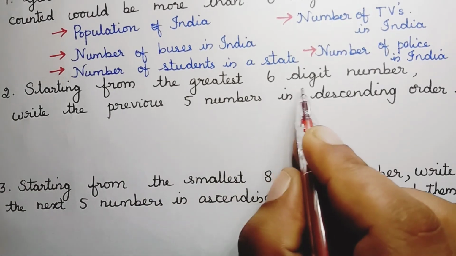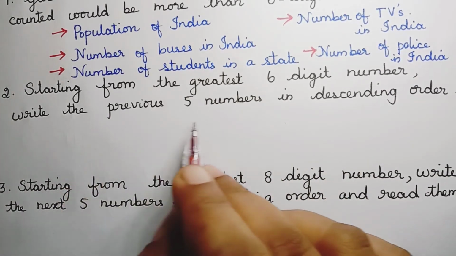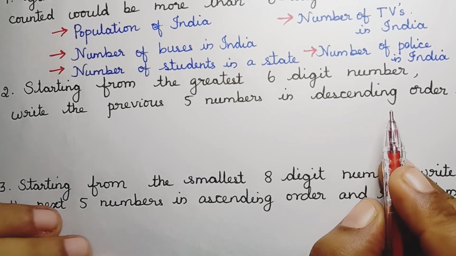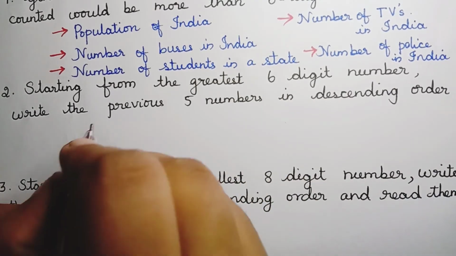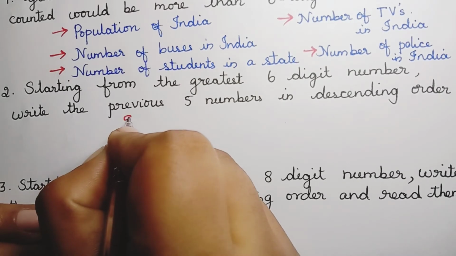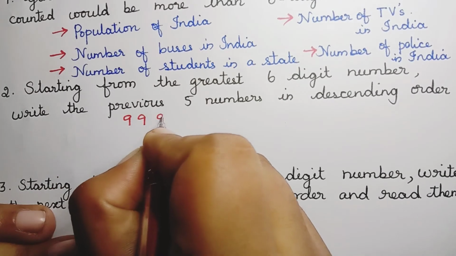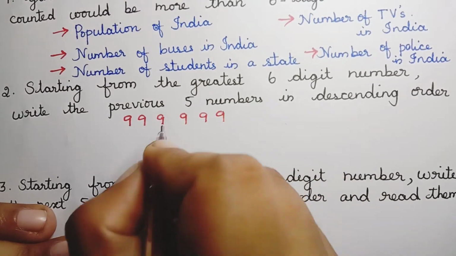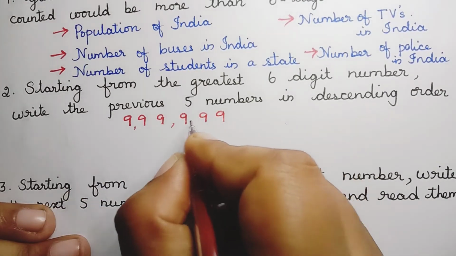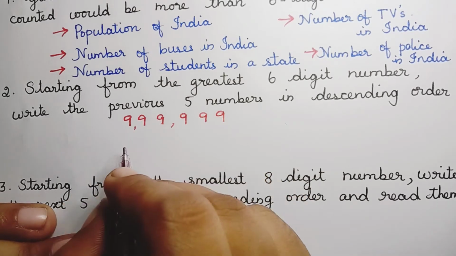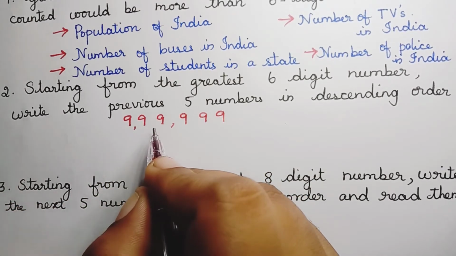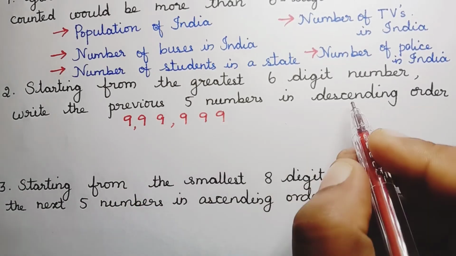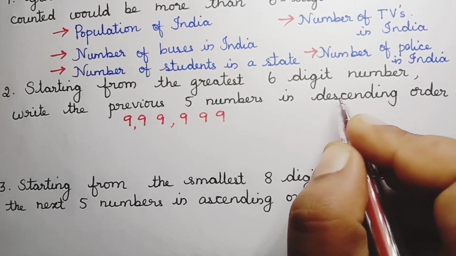Starting from the greatest 6-digit number, write the previous 5 numbers in descending order. That is, first you have to write the greatest 6-digit number. Let's write. So the greatest 6-digit number is 6 nines. Okay. So ones, tens, 100, 1000, 10,000, lakh. So this is 9,99,999. Okay. So you're asked to write descending order for 5 numbers.